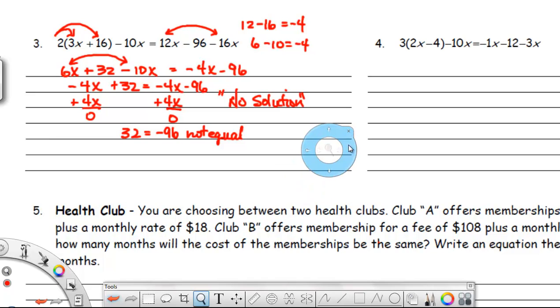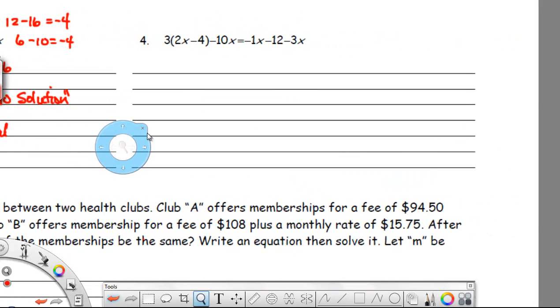We'll go ahead and do number 4 real quick. So again, I've got 3 times 2, and then 3 times a negative 4. This is subtraction, but remember, when I'm multiplying a number that's being subtracted from another number, I look at it as a negative number. So 3 times 2 is 6x. 3 times a negative 4 is a negative 12, and then I have the negative 10x with it.